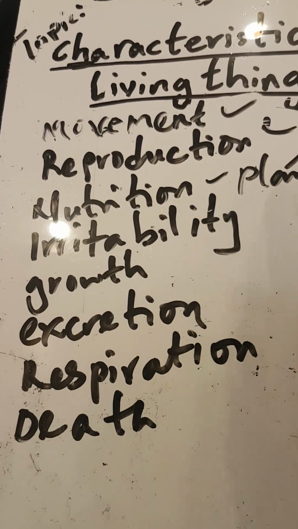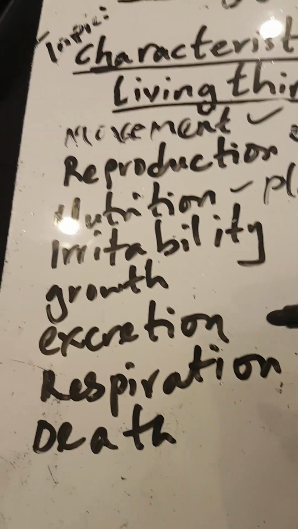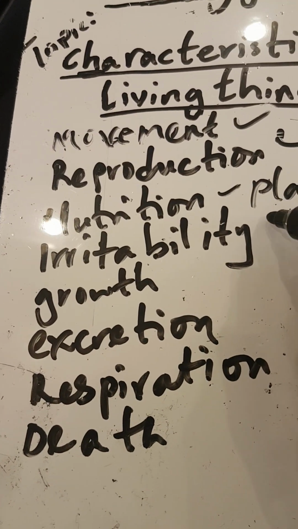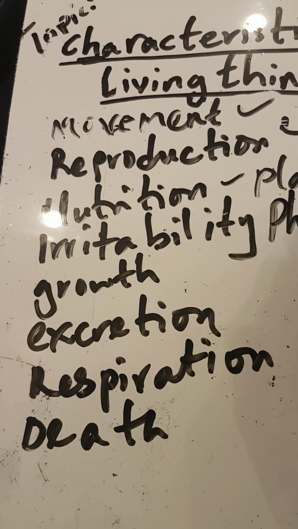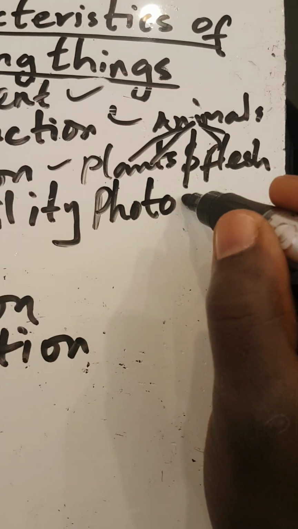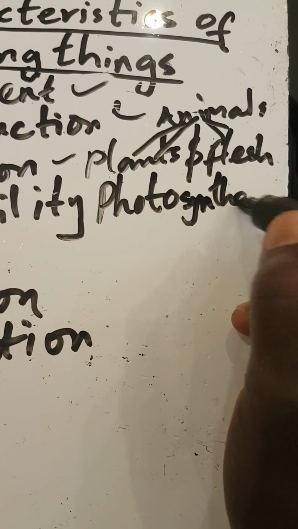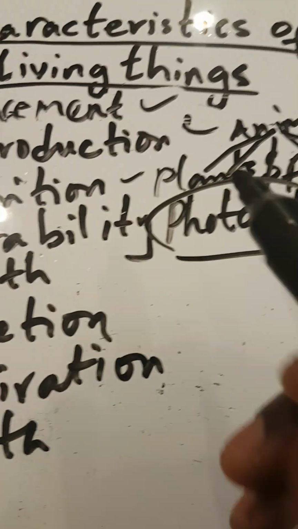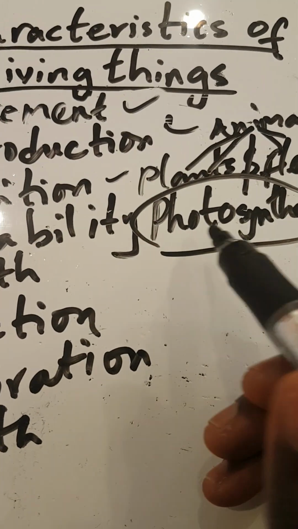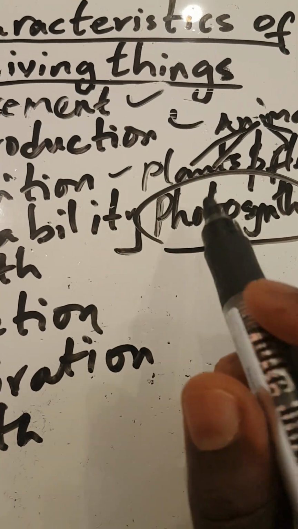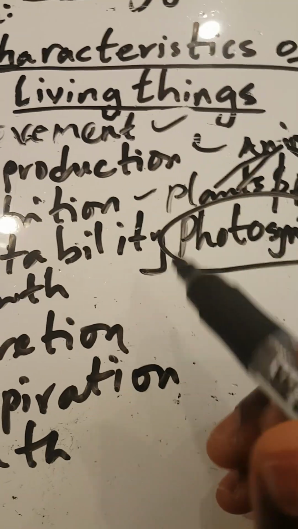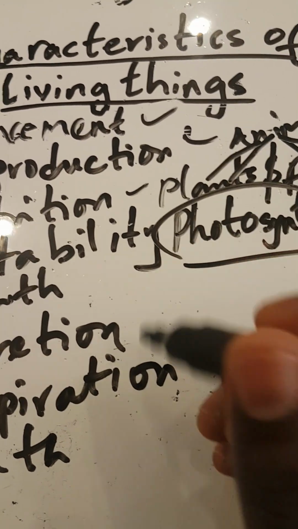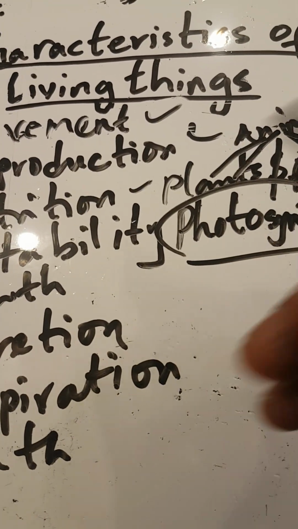While plants also eat, they manufacture their own food by the process which we call photosynthesis. This is how green plants manufacture their own food, through the process of what we call photosynthesis. So plants and animals have to eat to be able to have energy to grow and also do other things.